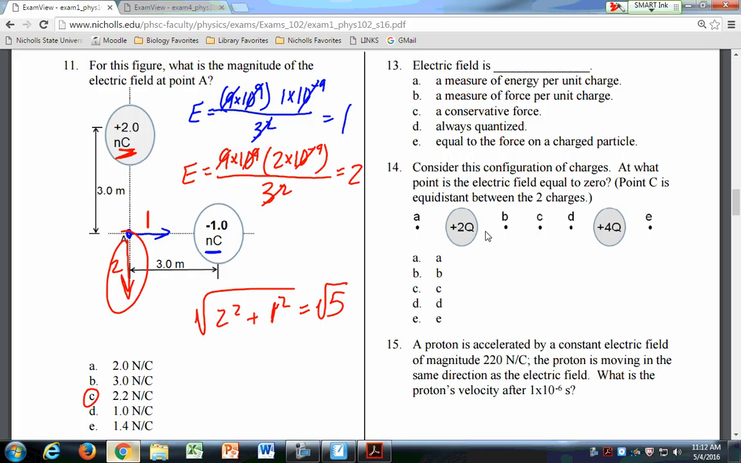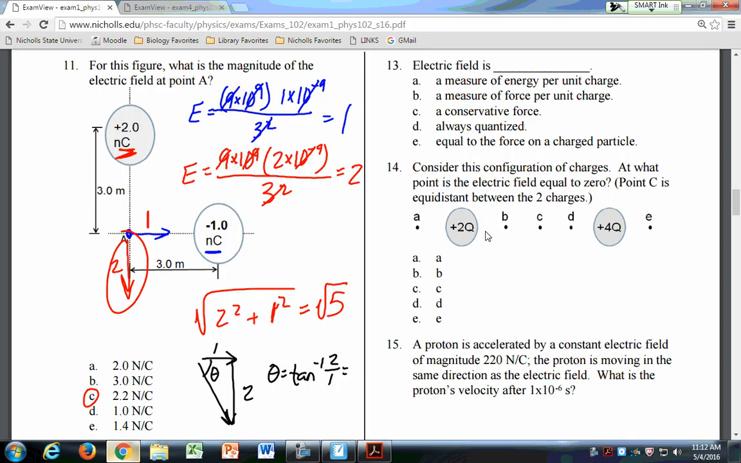And then in the next question, you also have to find the direction. To find the direction, we draw our vectors in a triangle. There's our 1. There's our 2 vector. This is our resultant vector. This is our angle theta. Theta is the inverse tan of 2 over 1.